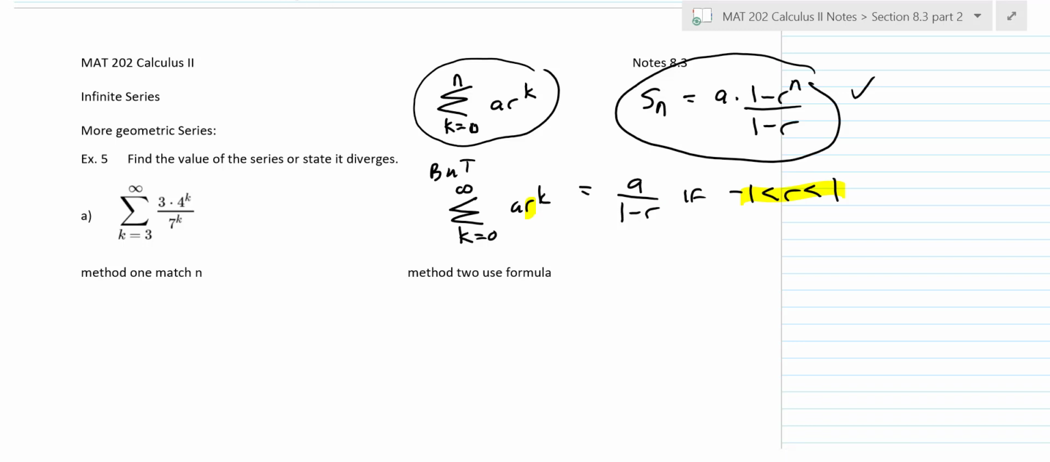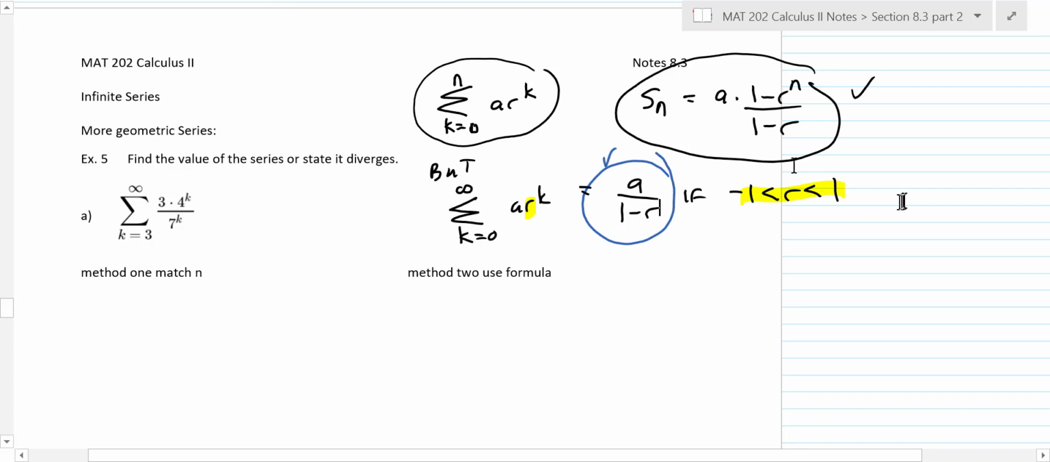I didn't show this, and I'm just going to give you this formula: if it does converge, then the sum is a over 1 minus r. I'm not going to derive or prove that, but it comes from taking the limit of the partial sum formula as n goes to infinity, which is a fairly challenging thing to do. R has to be between -1 and 1, or it's going to diverge like we learned.